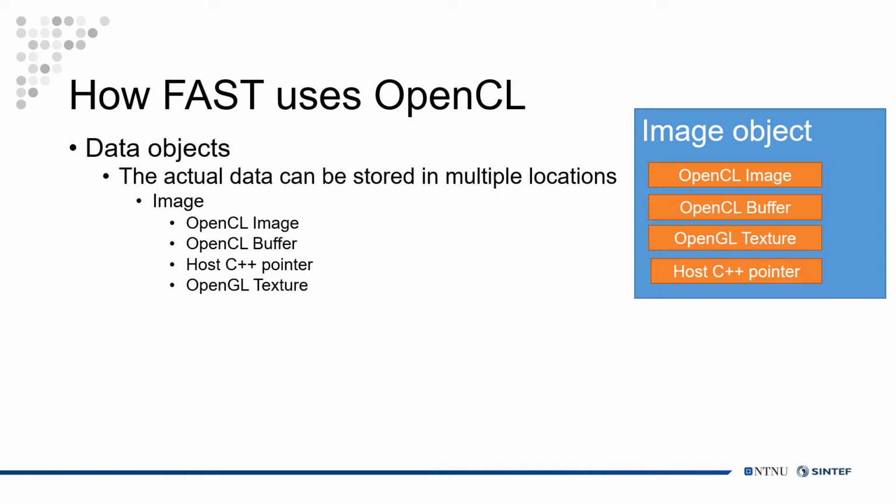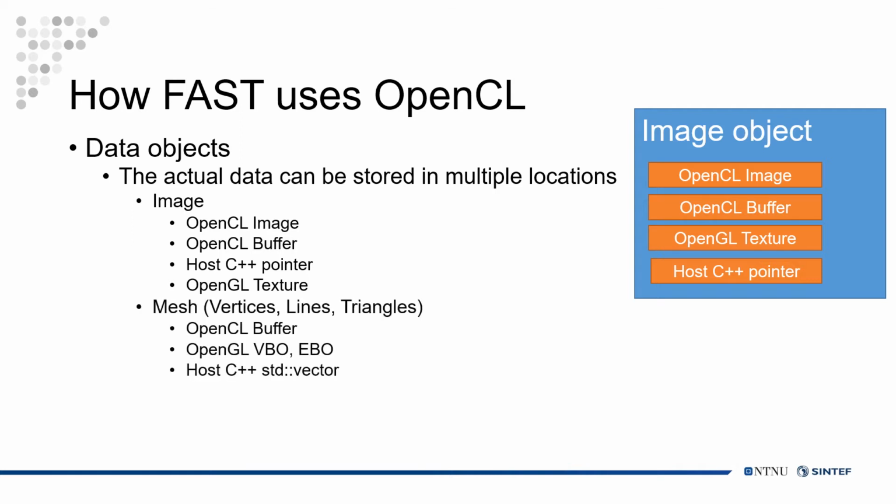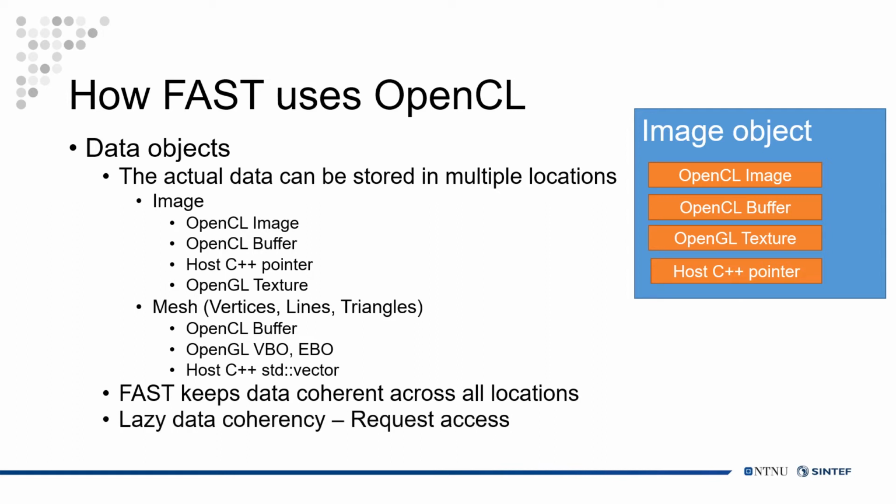Even though the image is stored in multiple locations, in FAST it is represented as a single data object. The same applies for other types of data such as geometry, vertices, lines, and triangles. These data objects handle data transfers between the different locations. The developer simply has to request access to the data on a specific location.